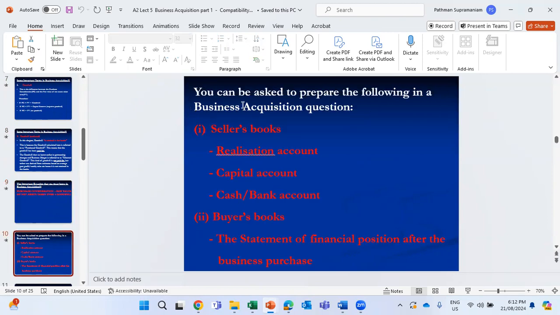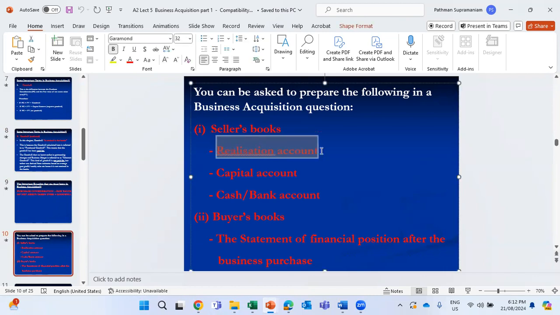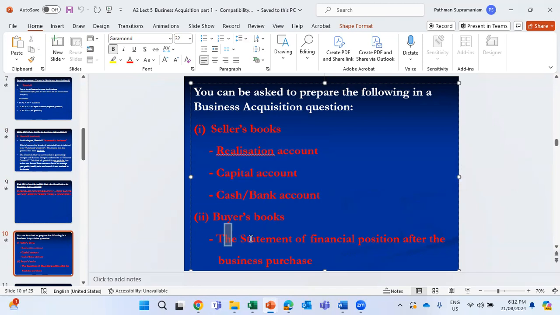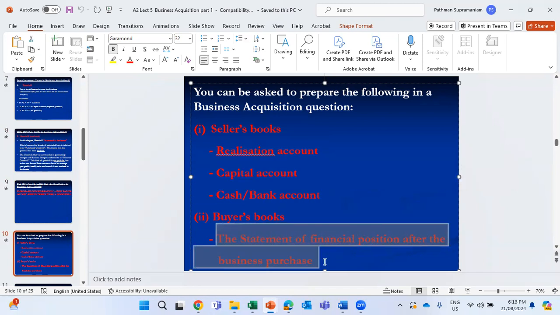Okay, so now for this chapter, the question you can be asked to prepare the following. For the seller's books, you can be asked to prepare the realization account, capital account or cash and bank account, similar to what you did in partnership dissolution. This is to close off the seller's books. But in the buyer's books, they can only ask you to do one thing, which is to prepare the SOFP of the buyer after the business purchase.